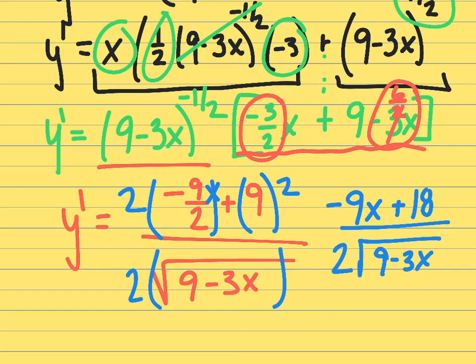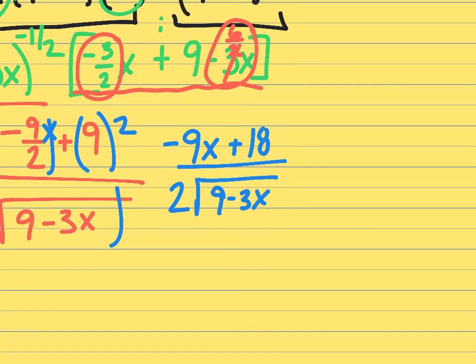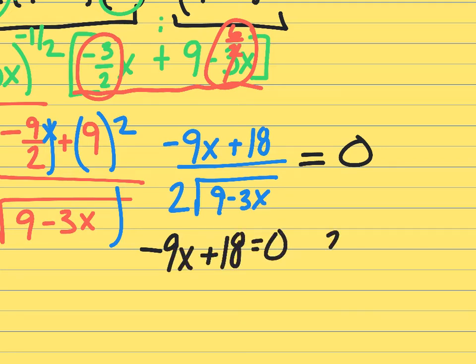Okay, so at this point, I'm now setting my derivative equal to 0, which of course means when you have a fraction, the numerator equals 0. But we also have to consider when a fraction is undefined, so we also have to set the denominator equal to 0. So hopefully here in your head, subtract 18, divide by negative 9, you should get x equals 2.